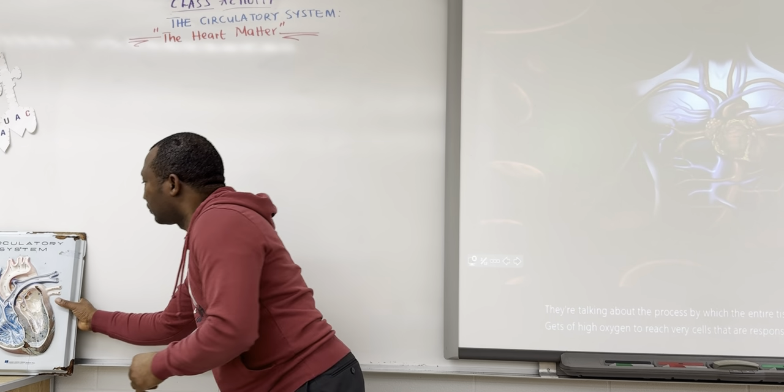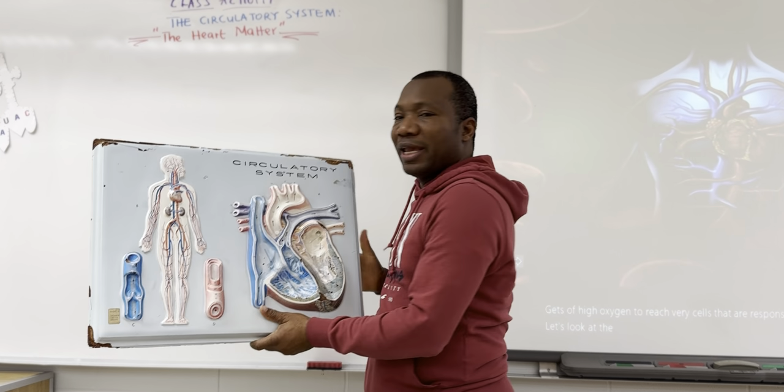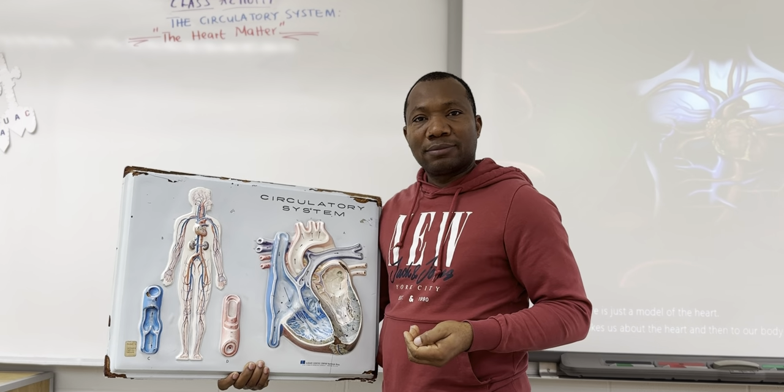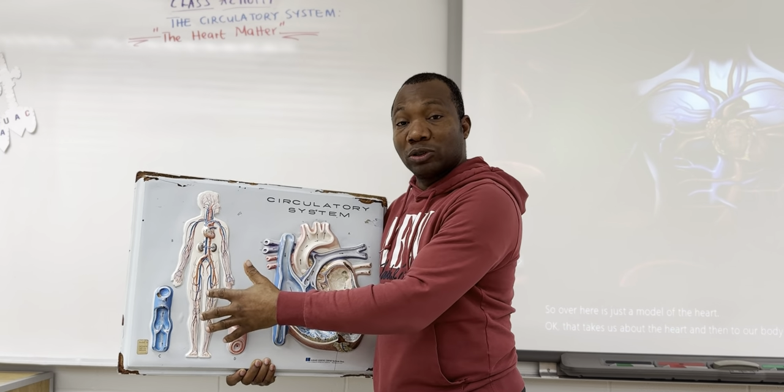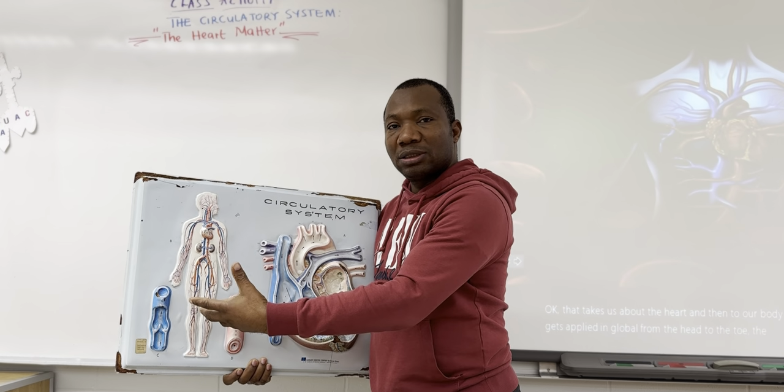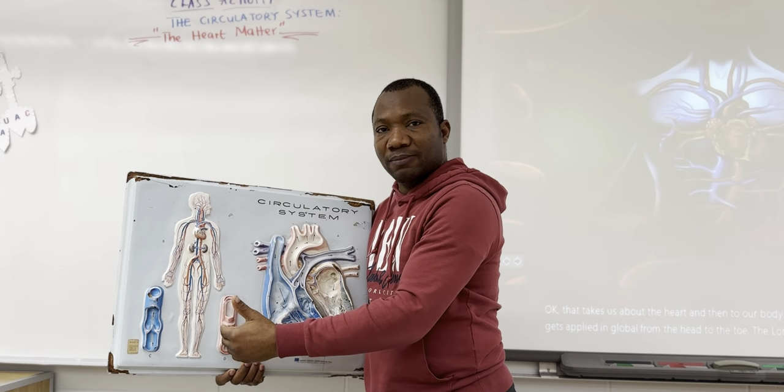Let's look at the model. Over here is just a model of the heart. That tells us about the heart and the entire body of a human being that gets supplied blood from the head to the toe. Blood is supplied using blood vessels. Blood vessels transport blood from the engine, which is the heart.